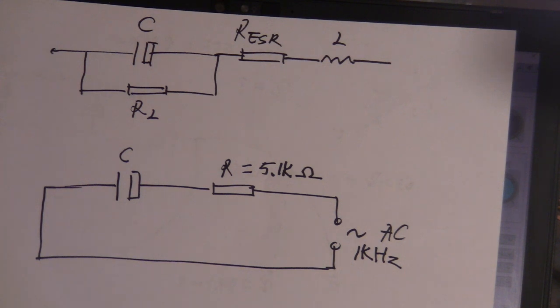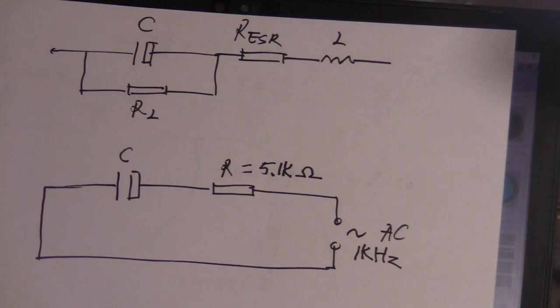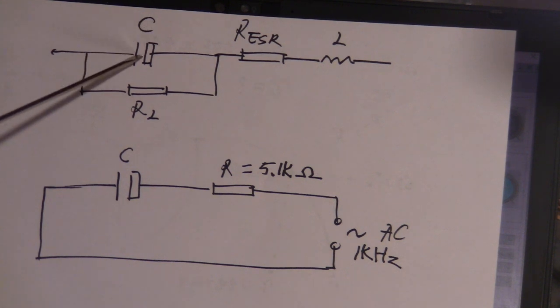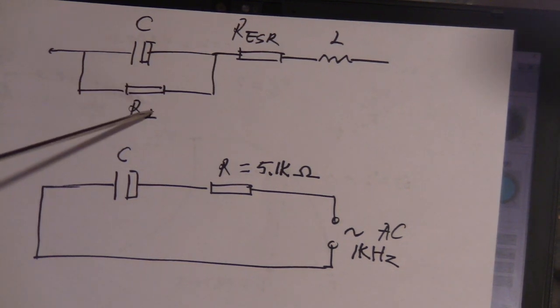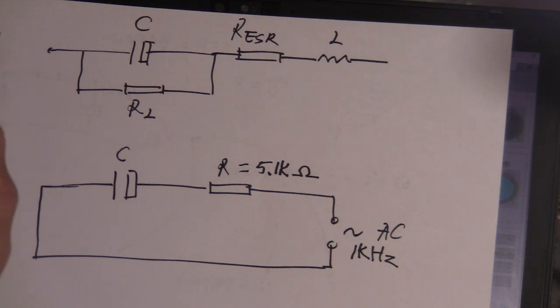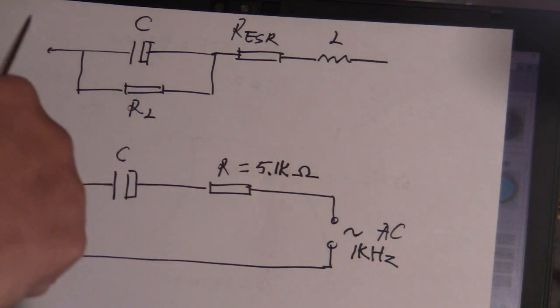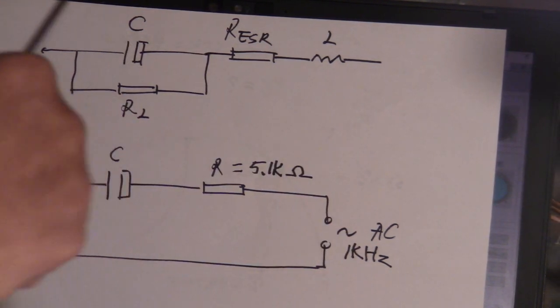It's always something else. This is the equivalent diagram for the real world capacitor. This C over here is the ideal capacitor, with only pure capacitance. And this RL is the leakage resistance. When current passes through this circuit, this leakage resistance will have some current pass through it, bypassing the C.